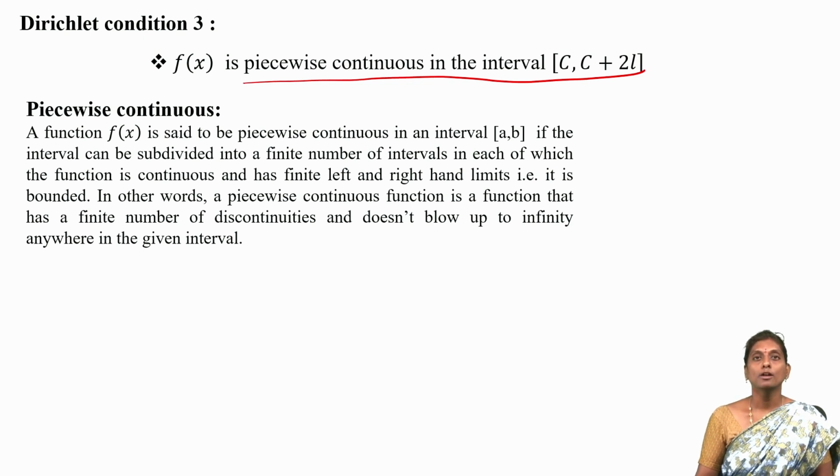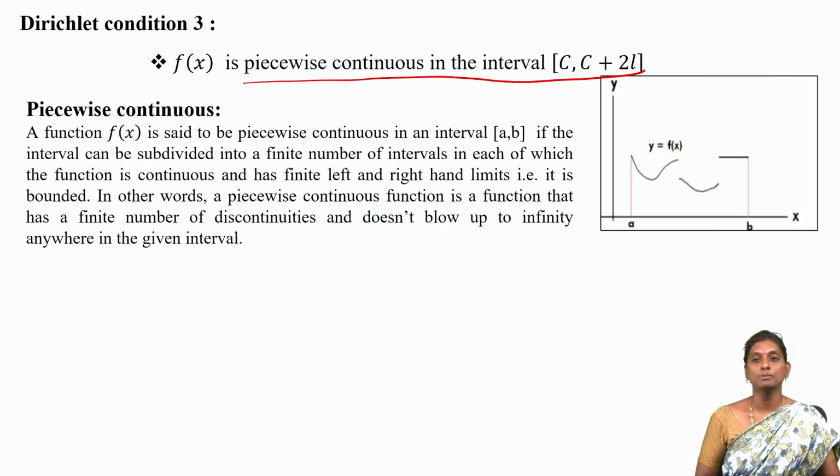So again, if the function is not a continuous function, it is divided into a finite number of intervals, and each part of the interval must be continuous. Suppose you observe this figure, it is not a continuous function. This is one curve, and this is another curve. It is breaking here. So you have to check whether it is piecewise continuous or not.